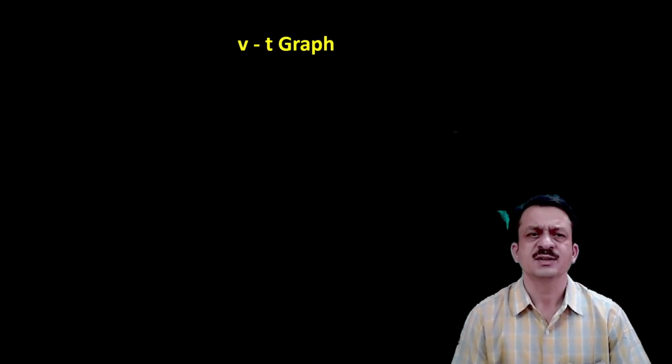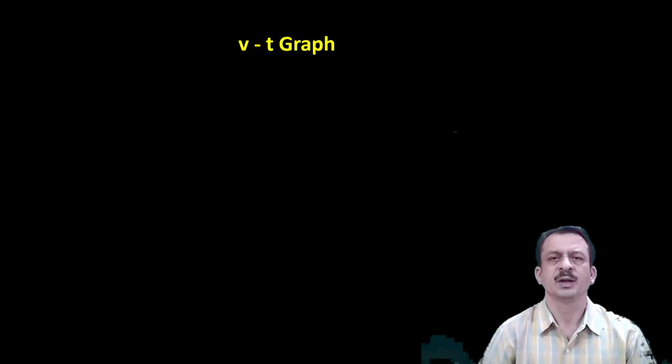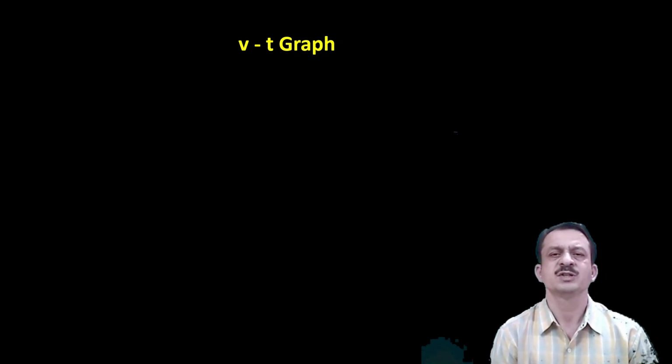Now we will study some other v-t graphs for different cases. We will study one example of how we are going to work out average acceleration with the help of a v-t graph. Now we will consider an object which is moving with variable velocities.